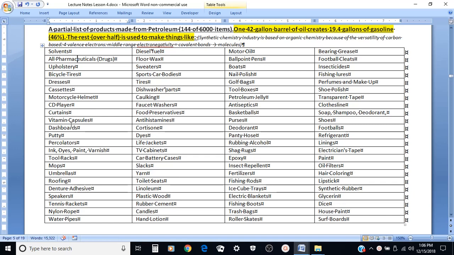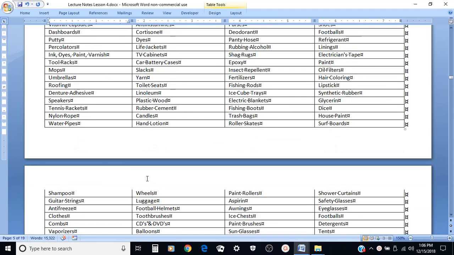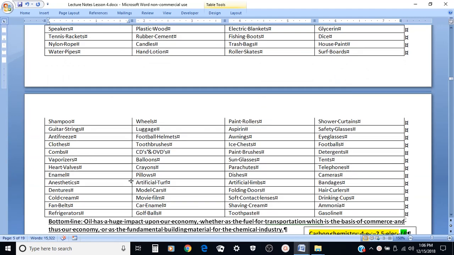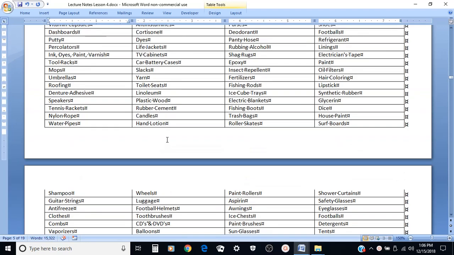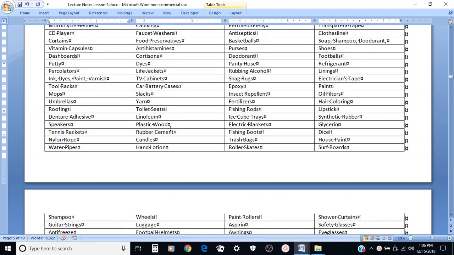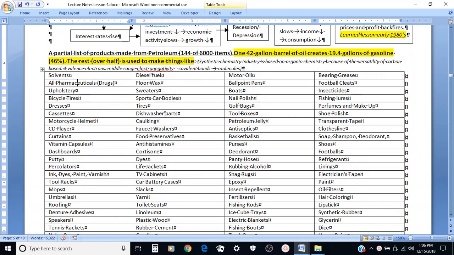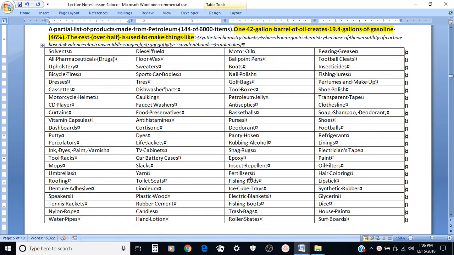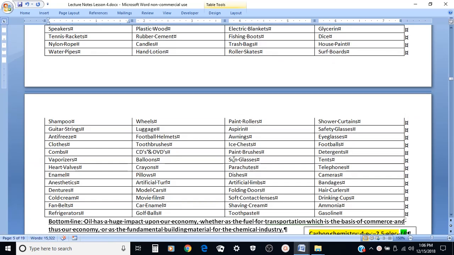Upholstery, bicycle tires, vitamins, dyes, umbrellas, roofing, speakers, tennis rackets, nylon, antifreeze, dentures, toothbrushes, CDs, DVDs, candles, hand lotion, cortisone. These are drugs. Cortisone, antihistamines, food preservatives, ballpoint pens, carpet, fishing rods, on and on and on.